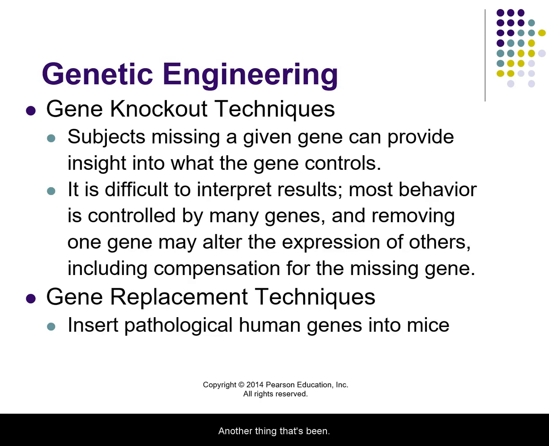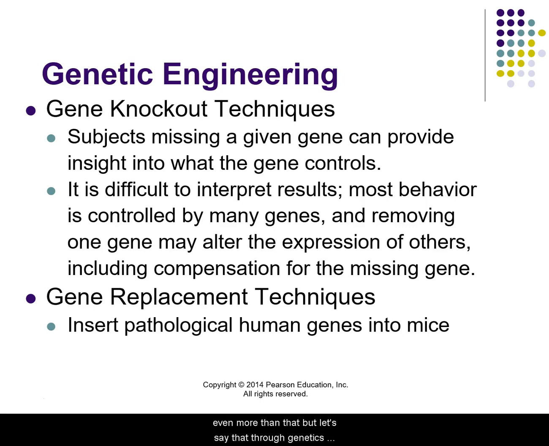Now, another thing that's being studied quite significantly in many of these physiological psychology labs around the nation is this gene knockout technique. The idea here is that subjects missing a given gene can provide insight into what the gene controls. Now, we have to be very careful with this because we know that this outward behavior is not due to just one gene. It's a combination of many, many genes. But we're able to now breed rats that do not have certain receptor sites. So let's say dopaminergic receptors.